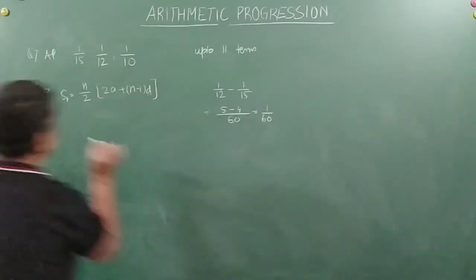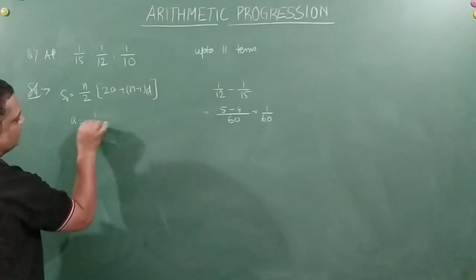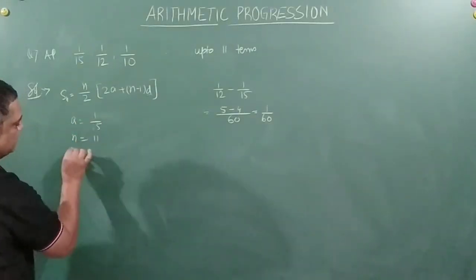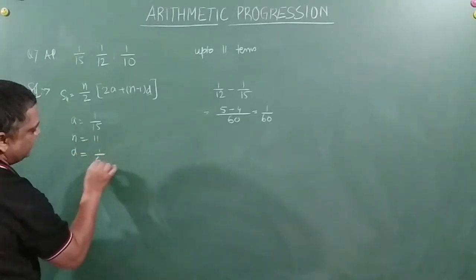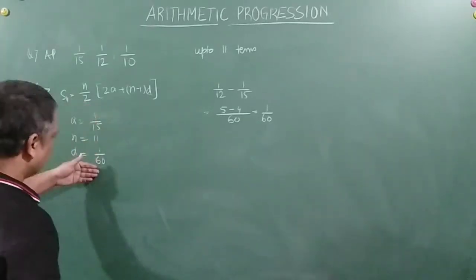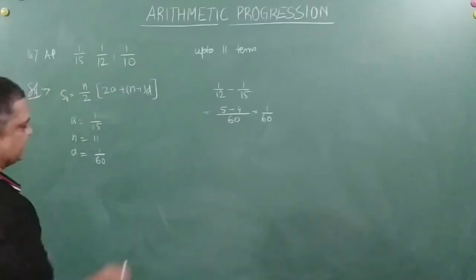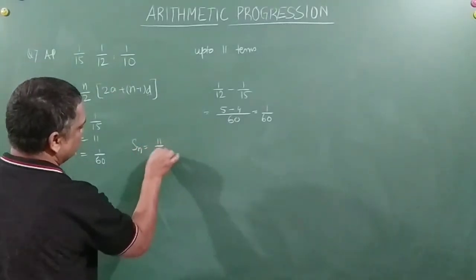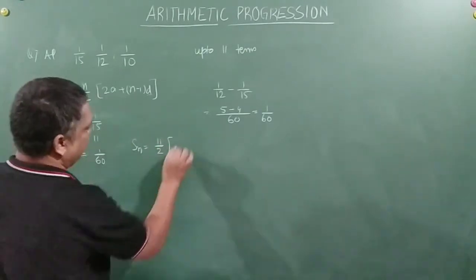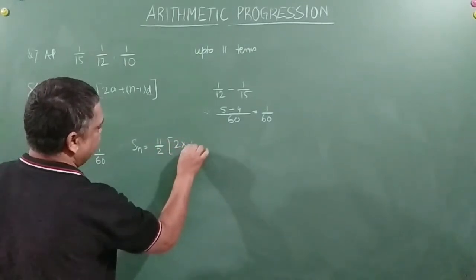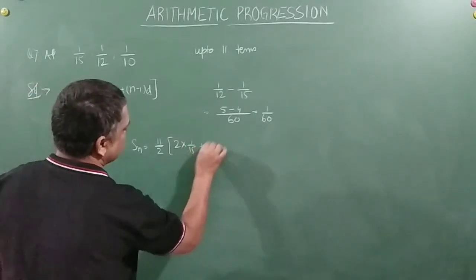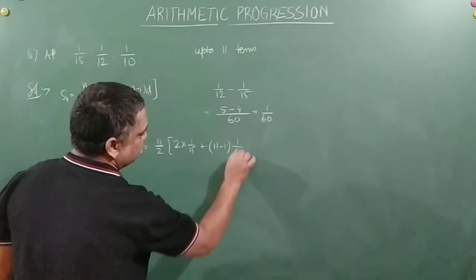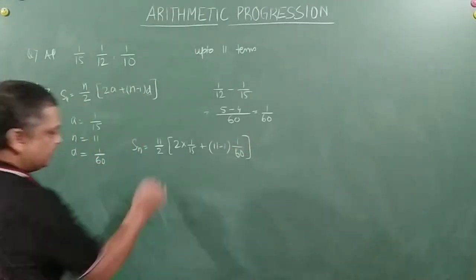Okay. So now what happens, friends? My d is this. So we will list out: a is equal to 1 by 15, n is equal to 11 and d is equal to 1 by 60. So now knowing all this, we can substitute it here and find the value. So Sn is equal to 11 by 2 into 2 into 1 by 15 plus 11 minus 1 into d, which is 1 by 60. This is what it is, right?